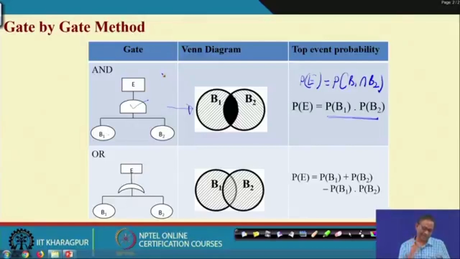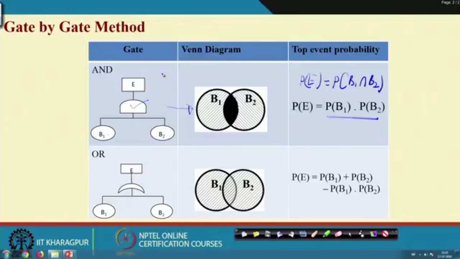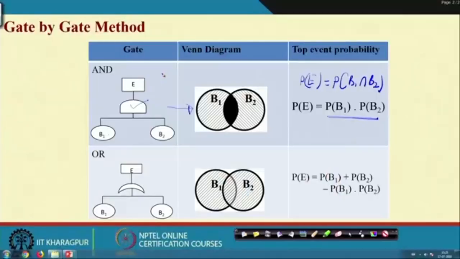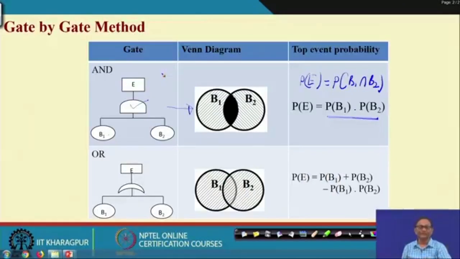But in a real fault tree, there will be many gates. So you have to compute every gate. That is why the gate by gate method. So first is the basic AND gate operation or quantification you see. Second one is the OR gate.